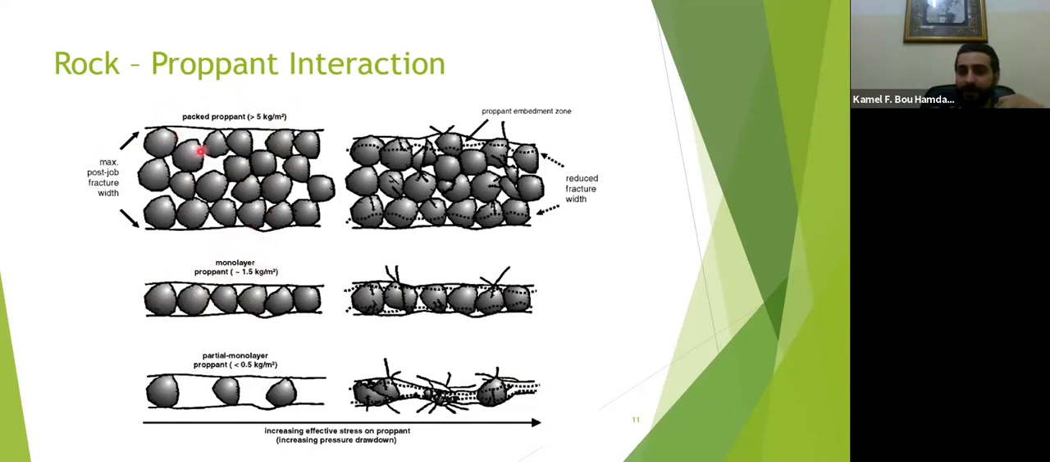The first one is a packed arrangement. The last case, we have also a single layer, but we have large spaces between the proppants. So this is called a partial monolayer arrangement. Now, if you're going to compare these three together, which one do you think is going to have the highest fracture conductivity, and which one is going to have the lowest? If you can write in the chat box, which do you think is going to be the highest fracture conductivity and which one is going to be the lowest from only these three images?